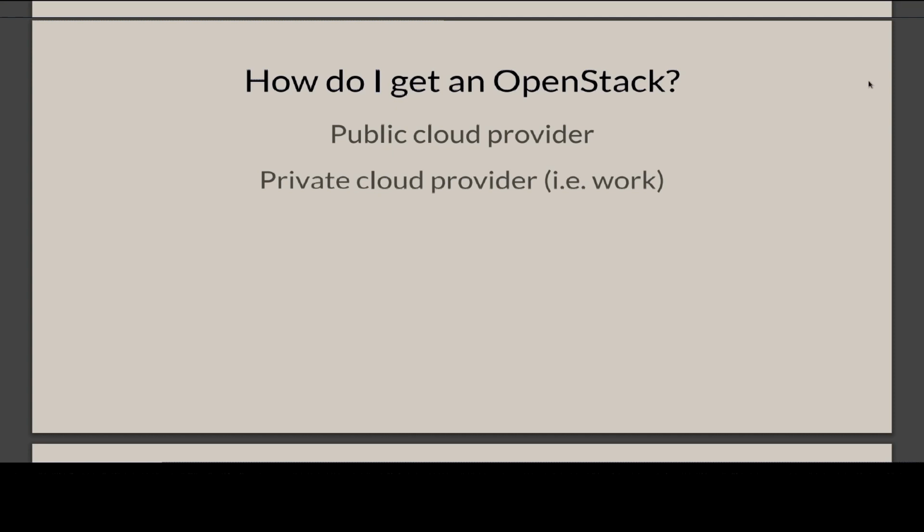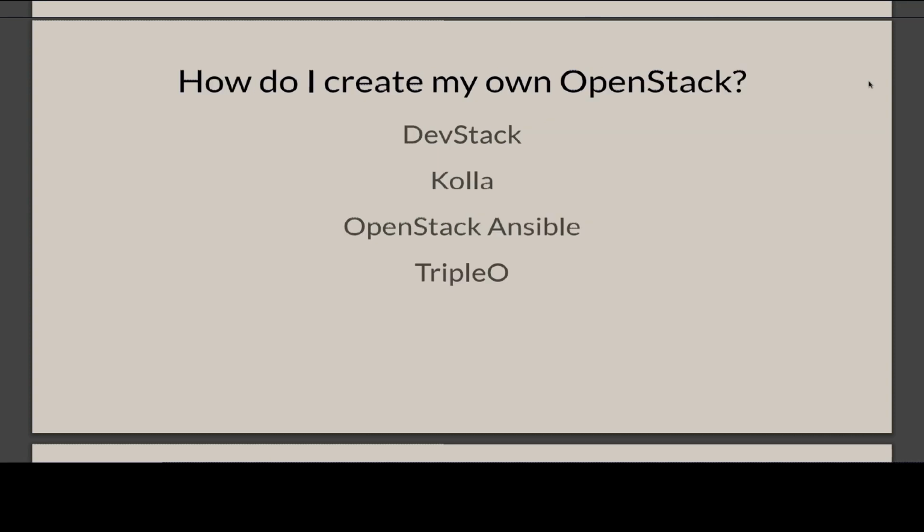How do I get an OpenStack? So you can find public cloud providers, things like VexHost and that, Rackspace and so forth. You can use a private cloud provider, which is basically work. If someone in work happens to have an OpenStack instance, you can use that. Or you can deploy it on your own little home lab, a Raspberry Pi cluster, and so forth.